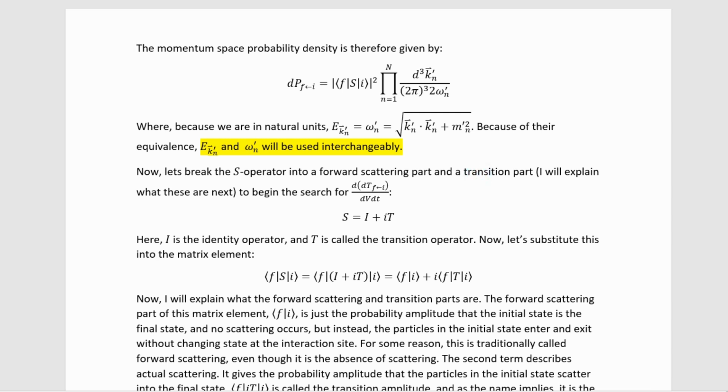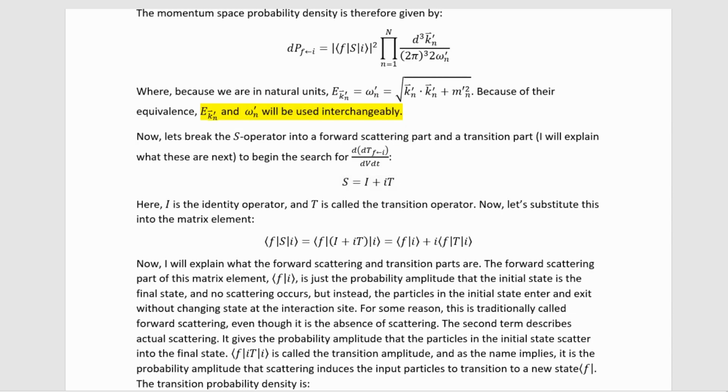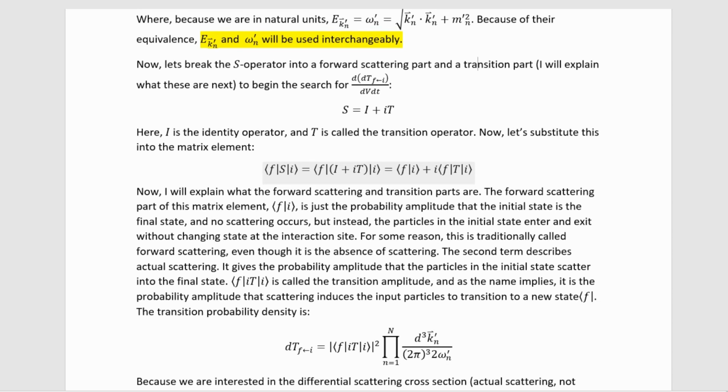I will explain what these are next. So we have S is equal to the identity plus some transition part, where I is the identity operator and t is called the transition operator. Now let's substitute this into the matrix element. It gets us here. Now I will explain what the forward scattering and transition parts are.